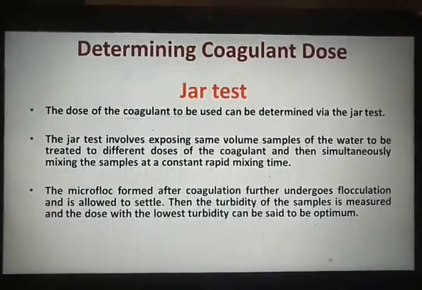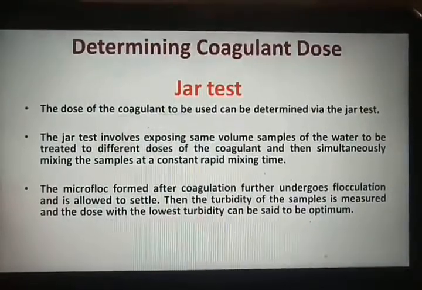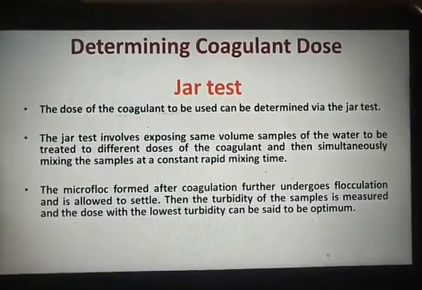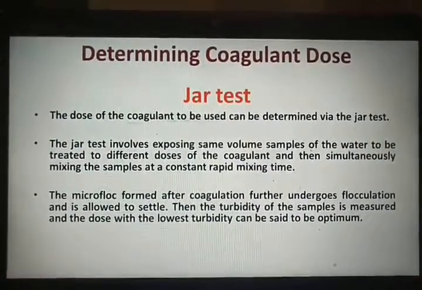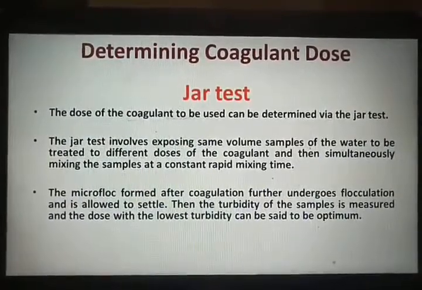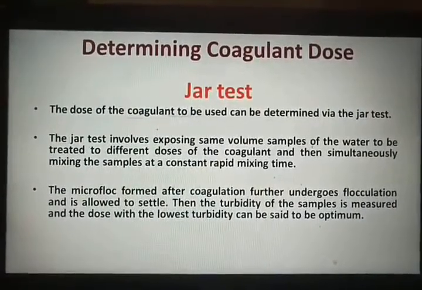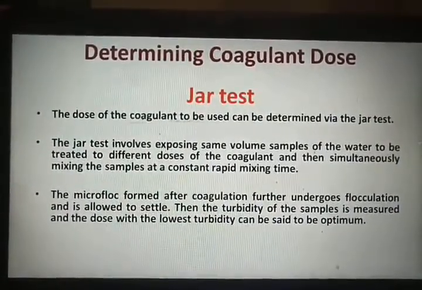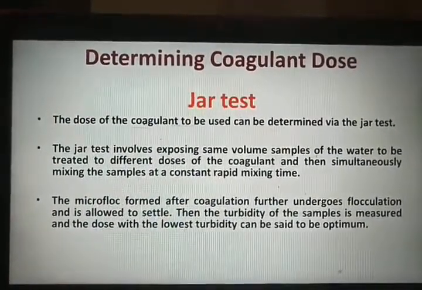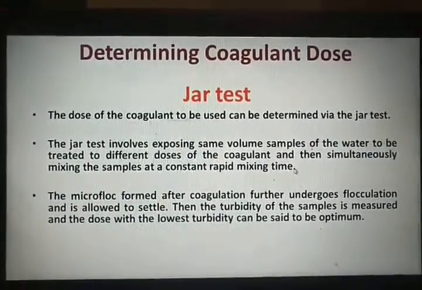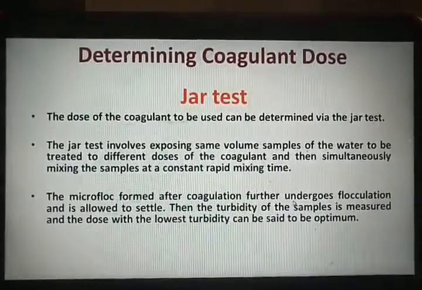So how to decide the dosage of coagulant? That is usually done by a test called the jar test. It consists of 6 jars in the apparatus of the jar test, and the dosage of the coagulant is varied in each jar. It involves mixing of coagulant at a rapid mixing stage and also a slow mixing stage, and it is observed that the jar which removes maximum turbidity is called the optimum dosage.